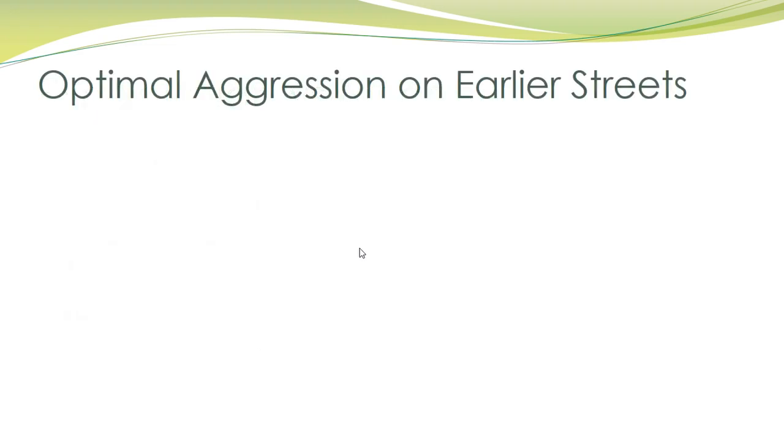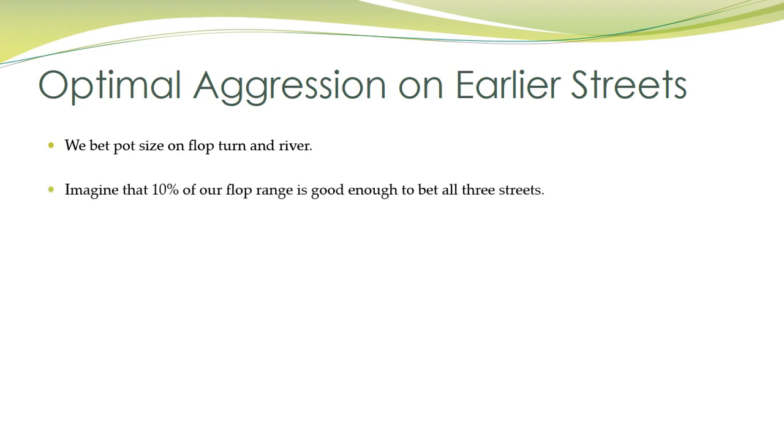Let's move on now to optimal aggression on earlier streets. How do things change assuming that we are on the turn or the flop instead of the river? Let's imagine this model. We bet pot size on flop, turn and river. Now in most cases we're not going to be betting pot size. This doesn't have to be a realistic model. Let's just work with it because it's nice and simple. We bet pot size on each street. I'd like you to think about it this way.